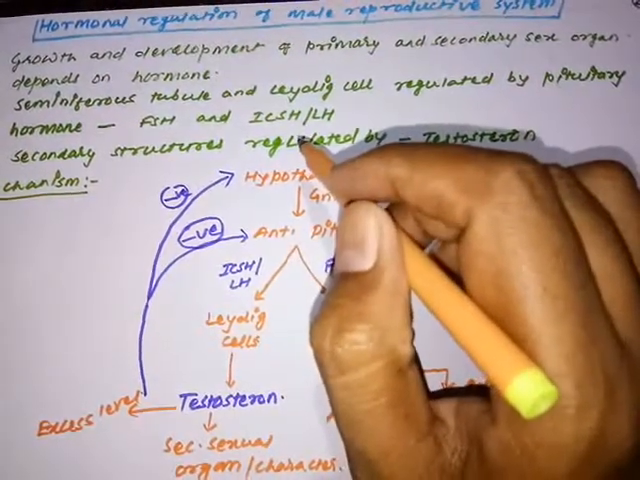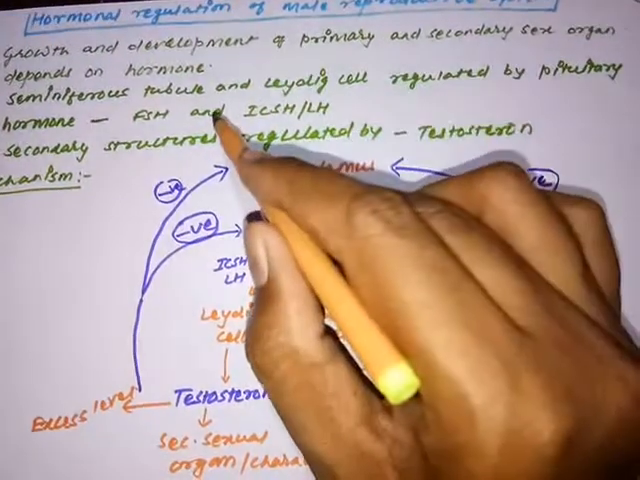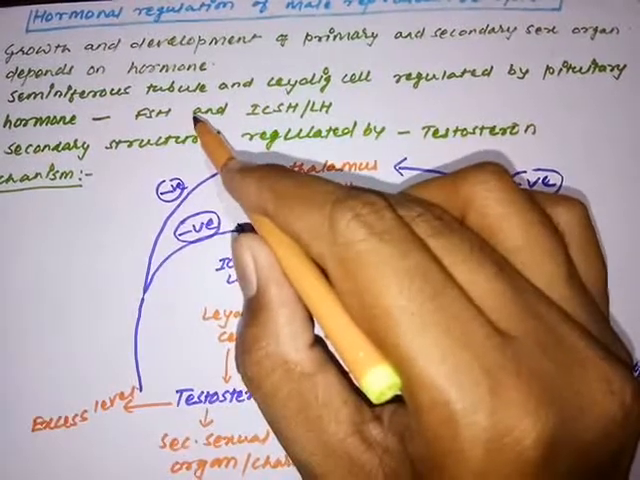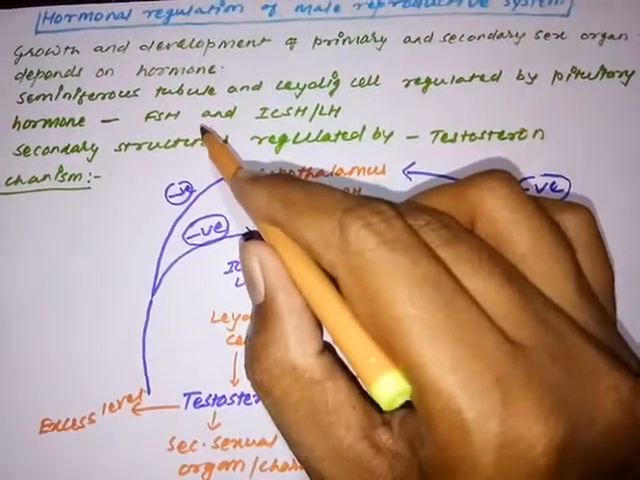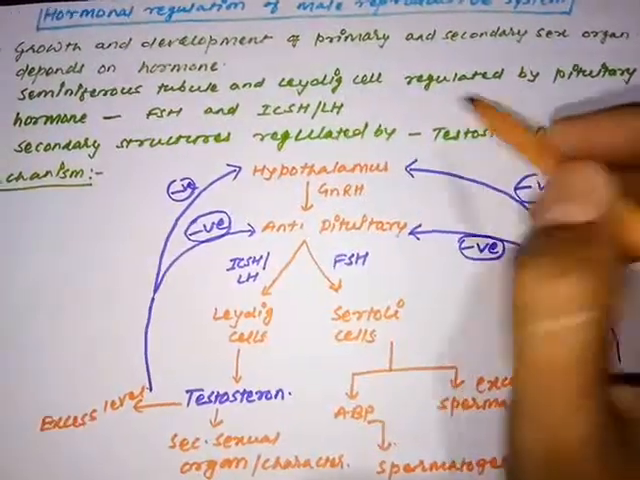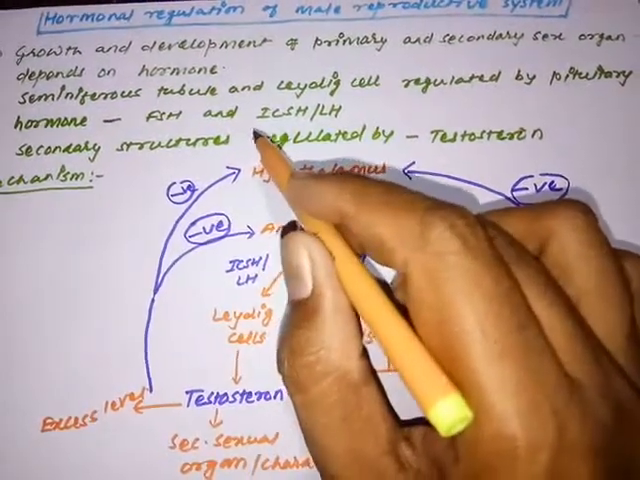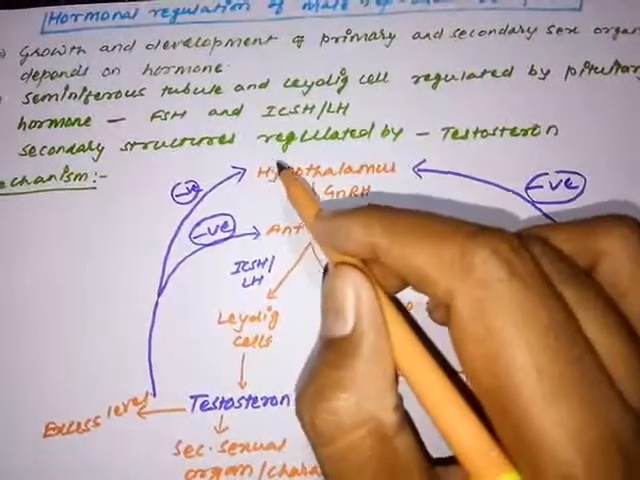So the seminiferous tubules and the interstitial cells of Leydig are regulated by two hormones released by the pituitary gland. How are they regulated? They are regulated by two hormones called FSH and ICSH or LH. They are pituitary hormones. So basically we can say the testis is being regulated or controlled by FSH and ICSH. The secondary structure means what?